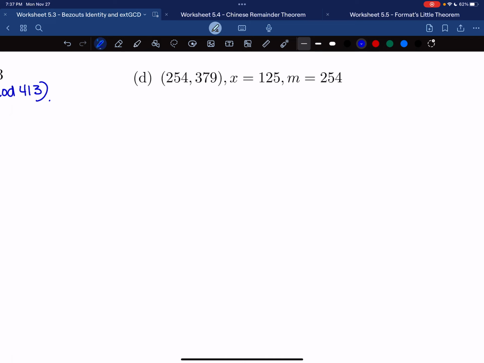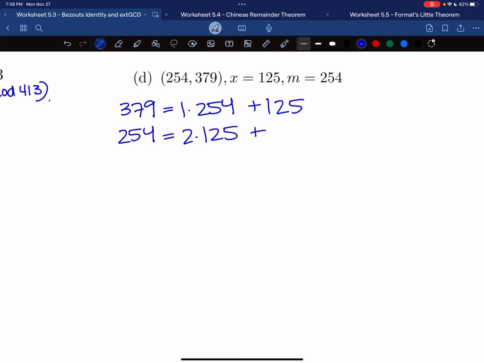And I think with smaller numbers, it's probably going to be a little more straightforward. So we'll start off with finding out how this breaks down and finding the GCD. 379 is equal to 1 times 254 plus 125. 254, I can fit 2 of them, so 2 times 125 plus 4. That's lucky. We're getting down to small numbers pretty quickly.